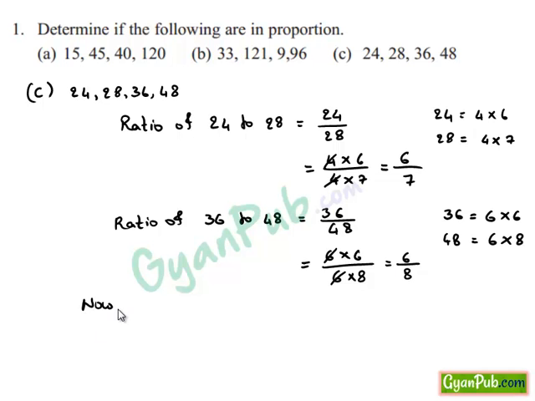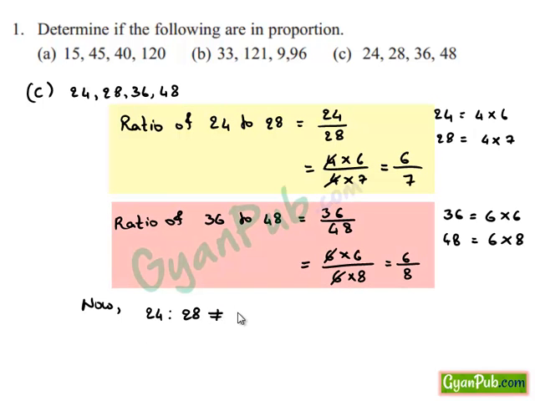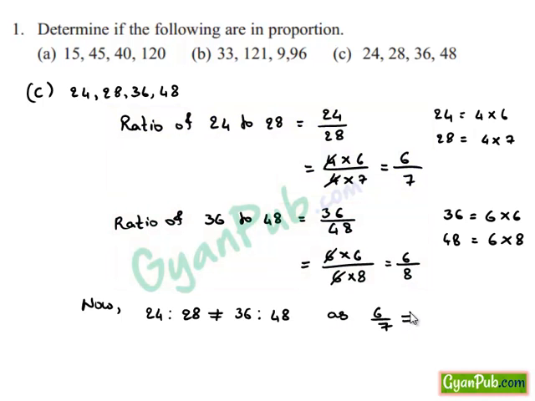Now from the above two ratios, we can observe that 24 is to 28 is not equal to 36 is to 48, as 6 upon 7 is not equal to 6 upon 8. Therefore, we can say that 24, 28, 36, 48 are not in proportion.